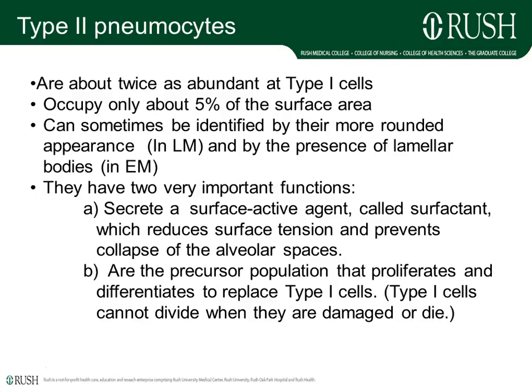So there are two very important functions for the type 2 pneumocytes. First of all, they secrete a surface active agent, a surfactant, which reduces the surface tension and prevents the collapse of the alveolar spaces. This is analogous to the Clara cells that you saw in the smaller bronchioles. Their second important function is that they are the stem cell population. So they make more cells that will line the surface. So type 1 cells actually are differentiated from type 2 cells.